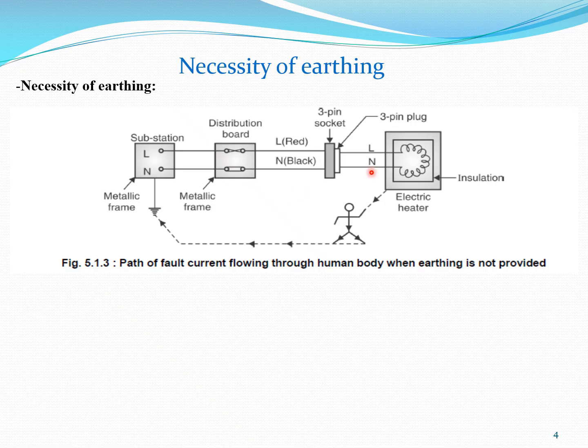Now what will happen if the earth wire is not connected? This figure 5.1.3 shows the condition in which we have not provided any earthing system. In this case, if the insulation fails and the heating coil comes in contact with the metallic frame of the electric heater, and if any person comes in contact with that metallic frame, then current will pass through the body of that person.